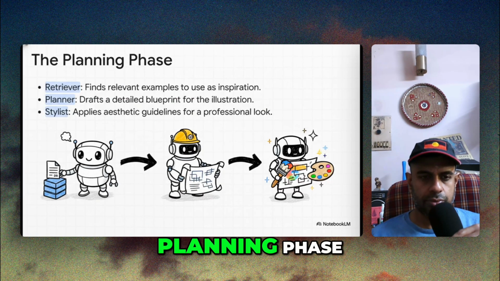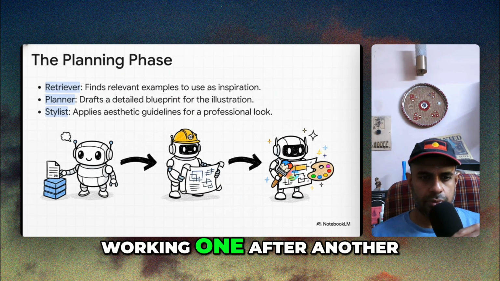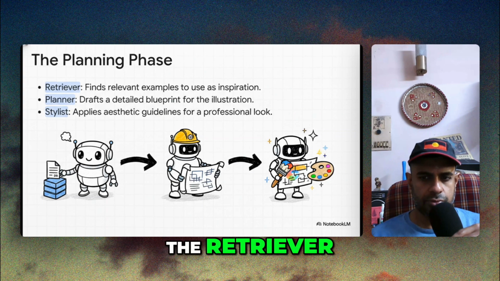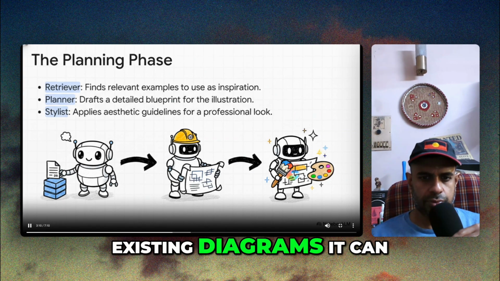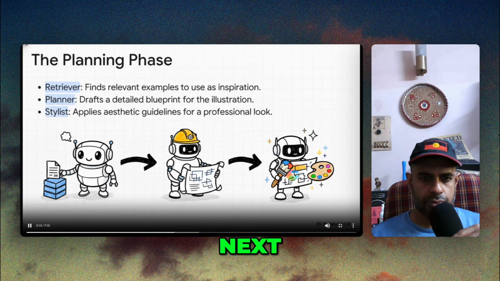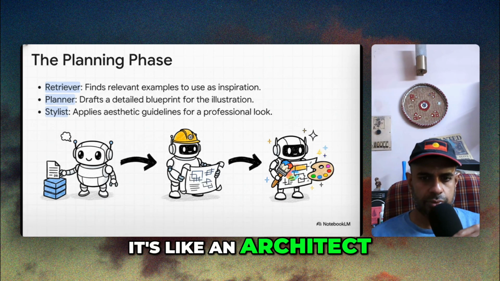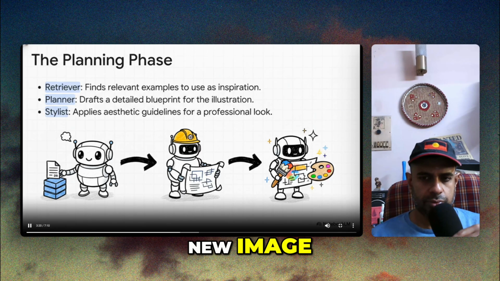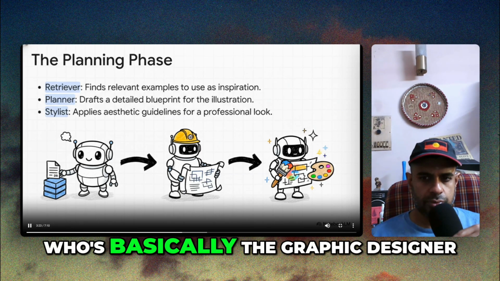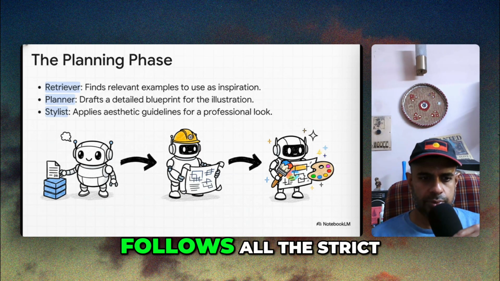So in that first planning phase, you've got 3 agents working one after another. It all starts with the retriever, which acts like a librarian. It searches through a big database to find existing diagrams it can use for inspiration. Next, the planner steps in. It's like an architect, taking the scientist's text and those examples and drawing up a super detailed blueprint for the new image. And finally, the stylist, who's basically the graphic designer, makes sure that plan follows all the strict aesthetic rules of academic papers.